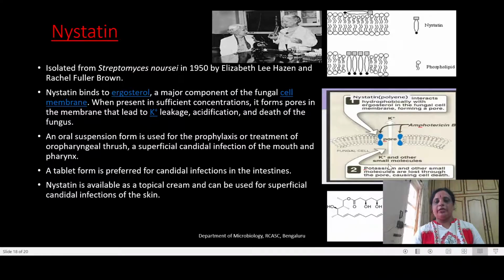Once the pore has been created, the potassium and other small molecules are lost through this pore, causing the cell death. The cytoplasmic content, especially the potassium and other important small molecules, are leaked out from the fungal cell, which results in the death of the cell. That is the mode of action of nystatin. And nystatin is a drug which has been extensively used, especially for candidal infections in the intestine. Nystatin is also available as topical creams and can be used for superficial candidal infection on the skin also.